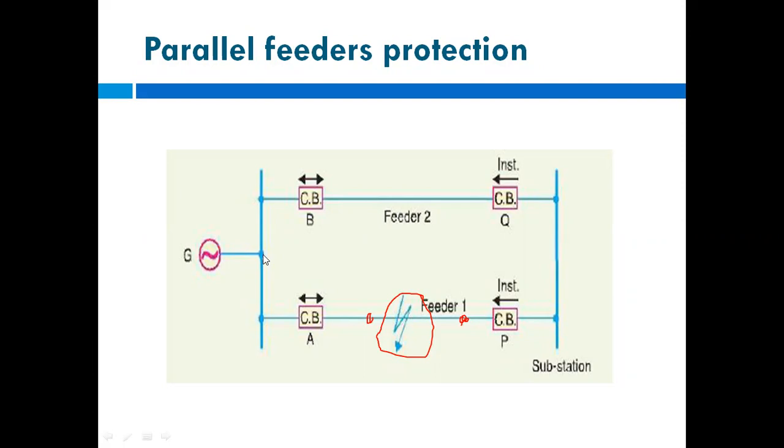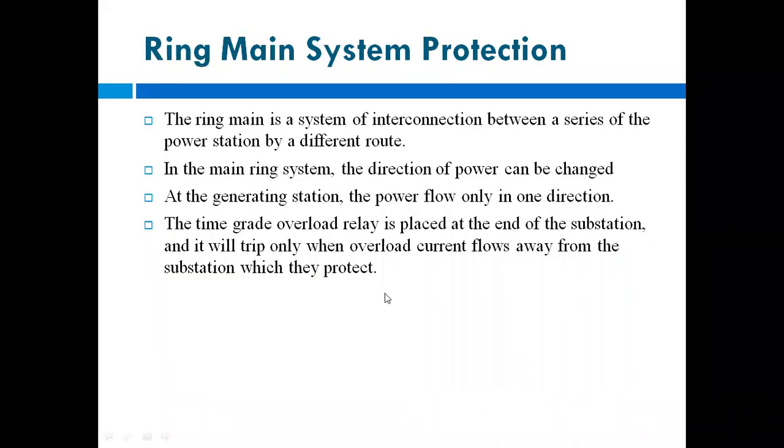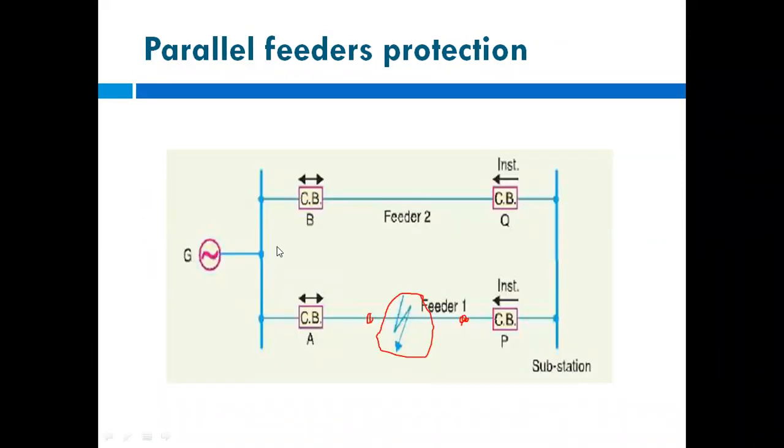So power can be supplied in two ways: from the generating station to point A towards this point, or from the generating station to point B, to Q, to P and to this point. So at the two ends we can supply the power. This is the advantage of parallel feeders. But again, it is simply like backup protection.